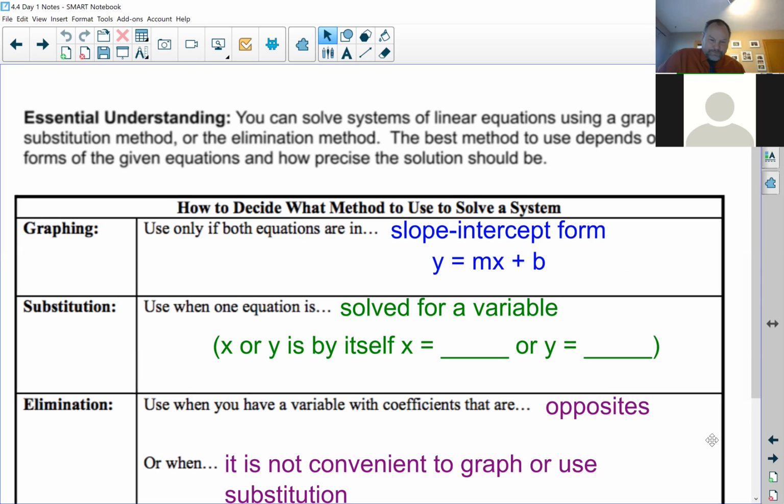For graphing, it's best to use only if both equations are in slope-intercept form. So if both equations are in that y equals mx plus b form, that's the only time I would use graphing.